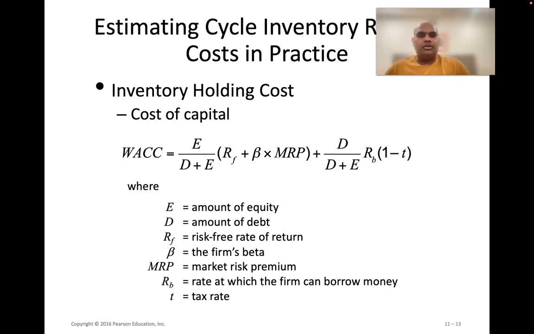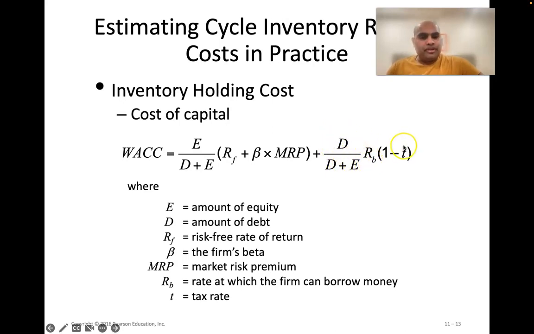So when you're calculating inventory holding cost in reality, how is it done? One of the major parts of calculating inventory holding cost is calculating the cost of capital. How much does it cost us to hold the capital that we have? We either have it intrinsically as part of equity in the company, or it is debt that we have borrowed. So that is what this equation is about. E is the amount of equity you have, D is the amount of debt. So this is the percentage of equity that you have in your company, and this is the percentage of debt that you have in your company.